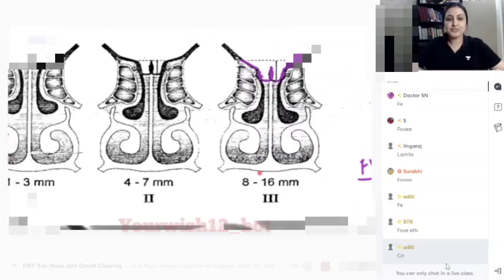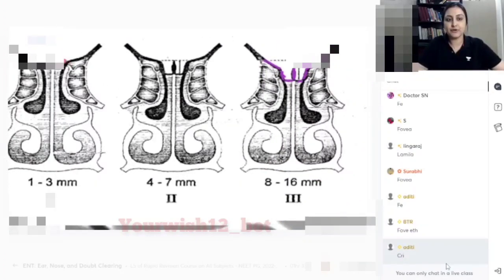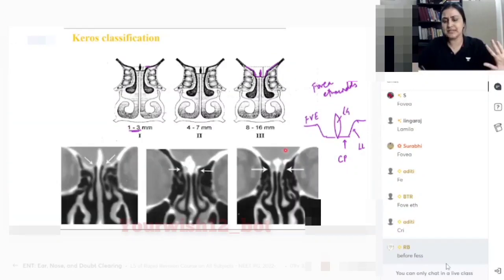Got it? So now I want to see the depth of the cribriform plate. From the fovea, how deep is the cribriform plate? 1 to 3 mm is type 1, 4 to 7 is type 2, 8 to 16 is type 3. Do you want to remember that? No. Which is most common? In most of the population, it is type 2.